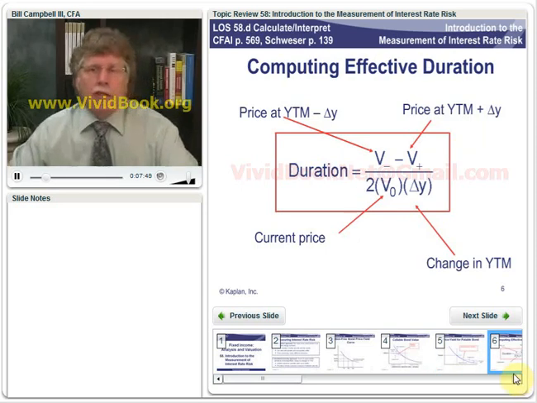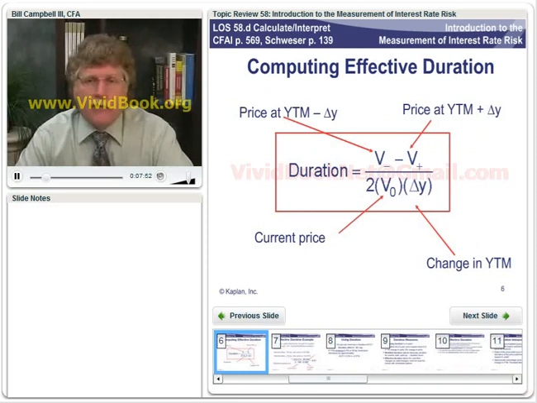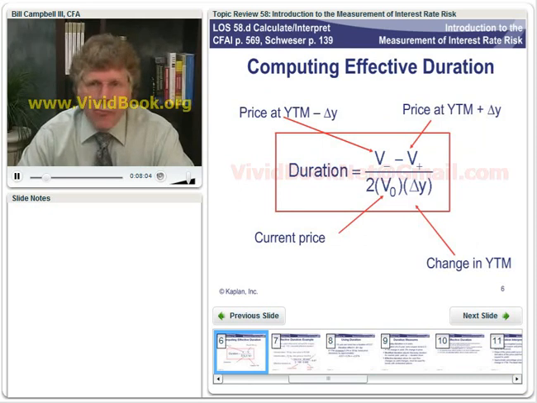The calculation that we're going to do to measure the sensitivity of the bond's price to a change in yield is what we call duration. Now here we have a calculation for effective duration. In a little bit I'm going to tell you about a couple of other kinds of duration, but for the moment we'll talk about effective duration. Effective duration is going to calculate the approximate percent change in price of the bond for a 1% change in yield to maturity. So remember that. It's the percent change in the bond price for a 1% change in yield to maturity.